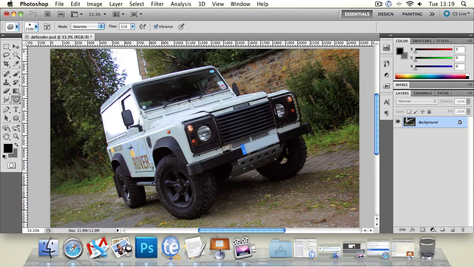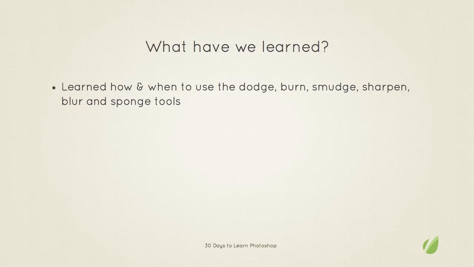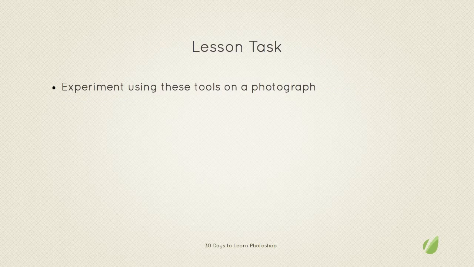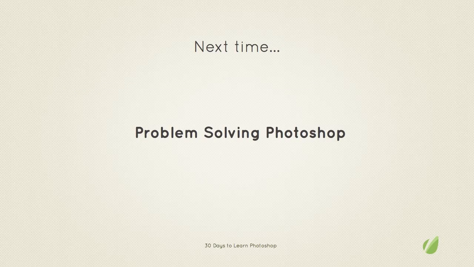You can create some really interesting effects with this, remembering that it is based on flow. So the more you paint over an area, the more and more saturated or desaturated, whichever mode you've got it on, it actually does. So what have we learned in today's lesson? Well, we've learned how and when to use the dodge, burn, smudge, sharpen and blur and sponge tools independently. So your task for the lesson is to experiment using these tools on a photograph. Next time on 30 Days to Learn Photoshop, we'll be solving problems in Photoshop. Thanks for listening.